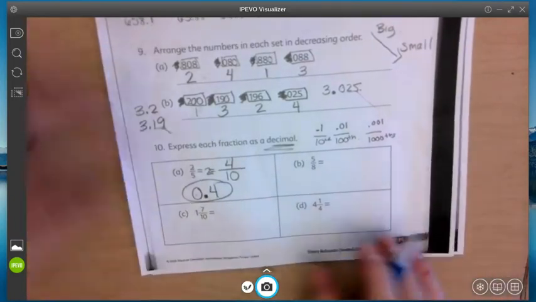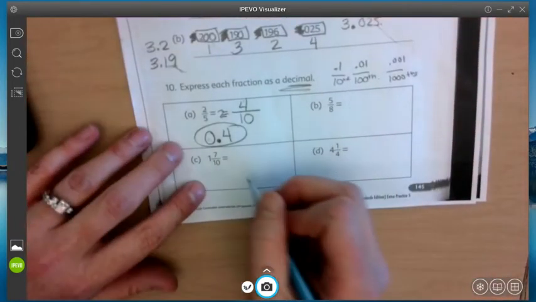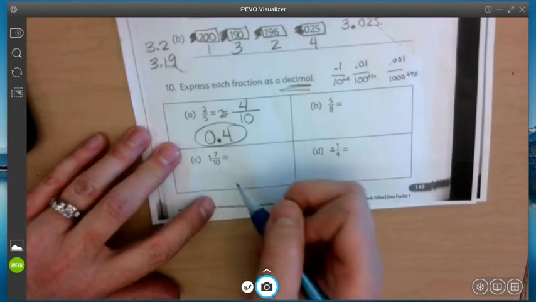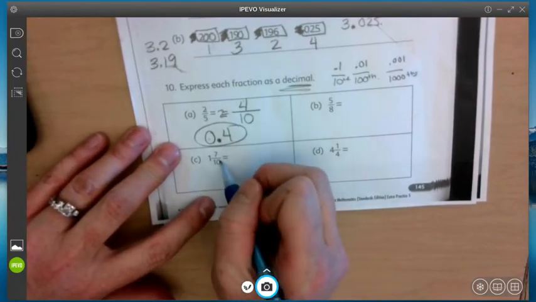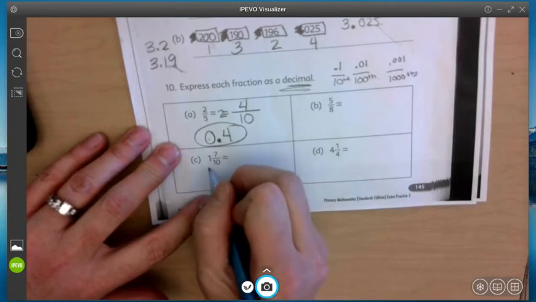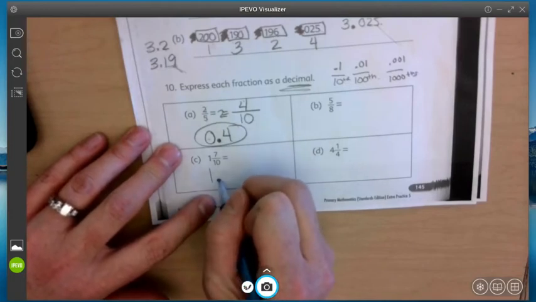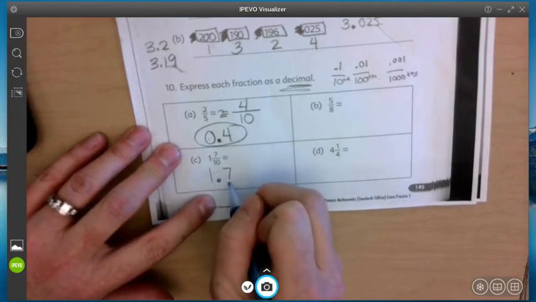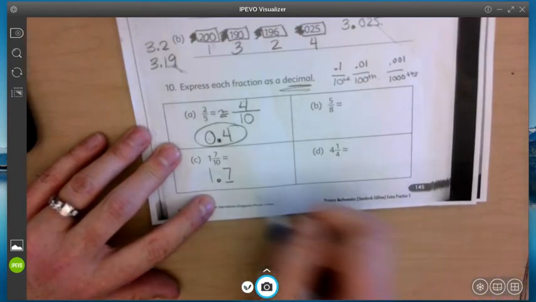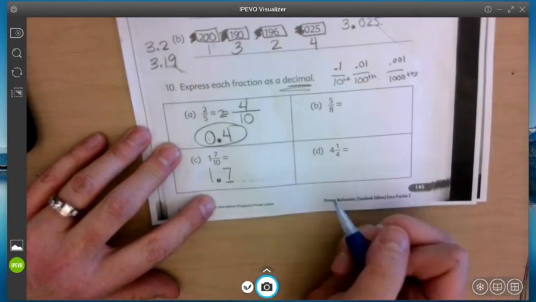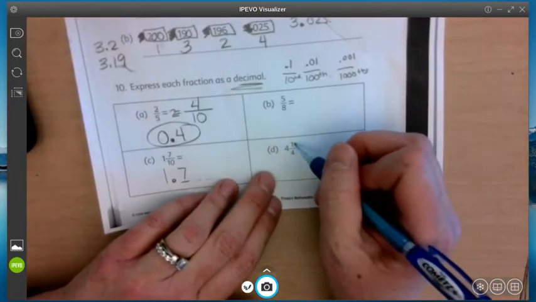This one I'm going to skip for a second, it's harder. For this one, we have 1 and 7 tenths. I just said it, now I can just write it. So it's 1 and 7 tenths. This is in the tenth spot. It's tenths, hundredths, thousandths. So this one I'll do first over this one.